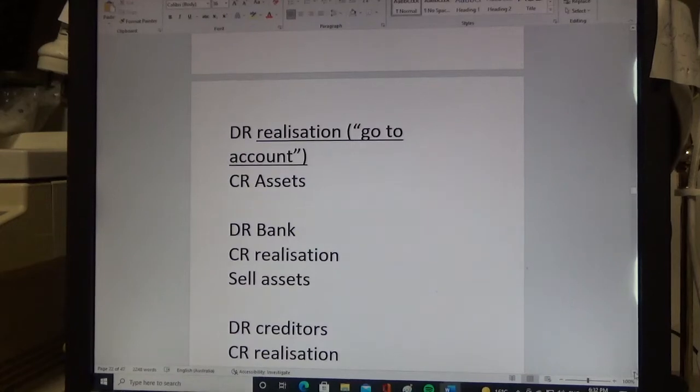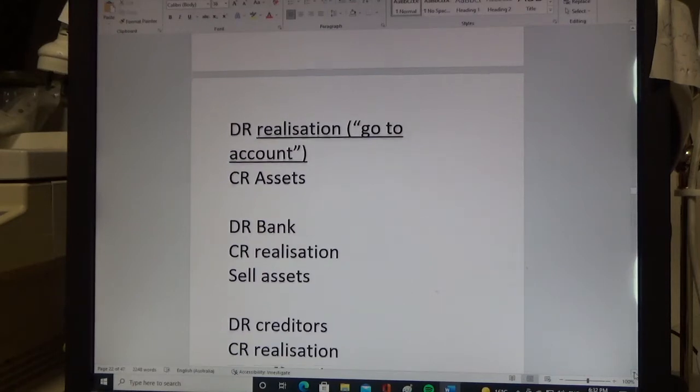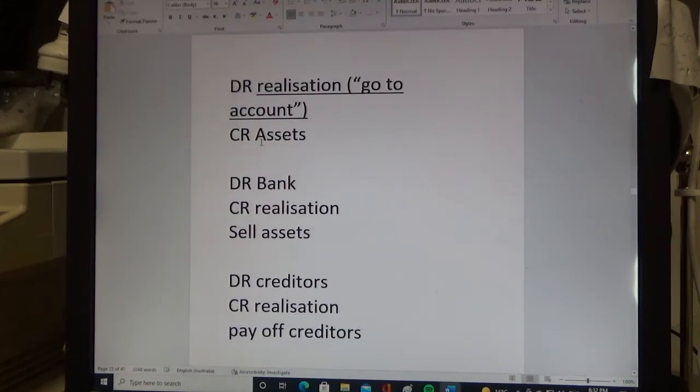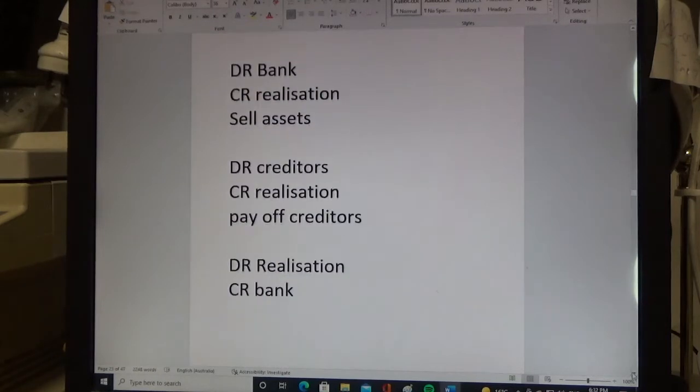Realisation is a really important account in this. It's another go-to account in partnership dissolution. You debit realisation, you credit assets, when you sell the asset, so that you're getting the assets off the books. Crediting the item assets is reducing assets down to nothing on the books, and that's that step. Debit realisation, credit assets. Next step, you sell the assets after you've taken them off the books. So incoming cash is debit bank, credit realisation.